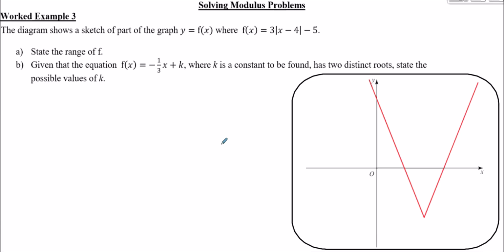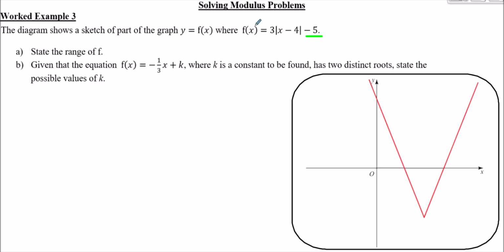It's part B that could either be fairly straightforward or very complicated indeed. So I'm going to show you two ways for B. One way is much simpler. But first of all, for part A, the range of f. I've underlined the minus 5 here. Clearly the mod of something, by its definition, needs to be at least 0. So the minimum of this bit here is 0.